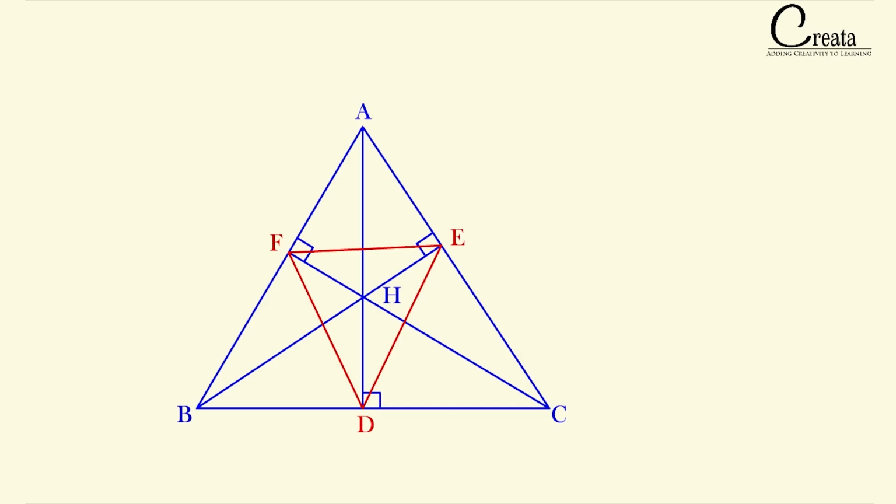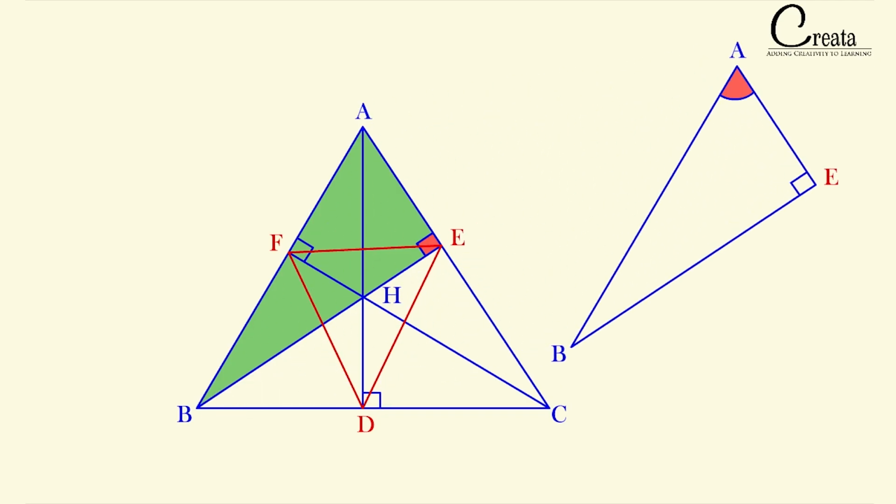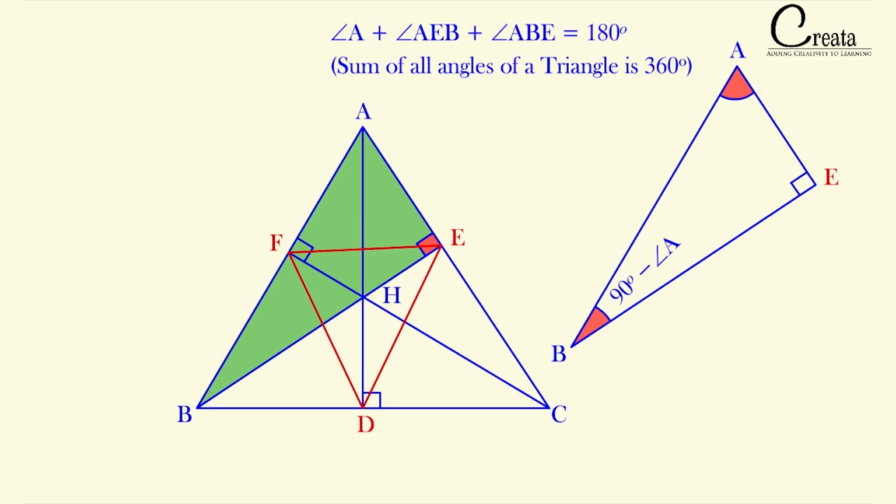So for this triangle ABC, the triangle DEF is the orthic triangle. If we take the triangle ABE, here angle E is 90-degree angle because BE is the altitude for the side AC. This angle is angle A. So can we say angle ABE is equal to 90-degree minus angle A? Why? Because we have applied the angle sum property of the triangle. That is, the sum of three angles of the triangle is 180-degree. Angle E is 90-degree, angle A we have taken as angle A, and we have got angle B as 90-degree minus angle A.